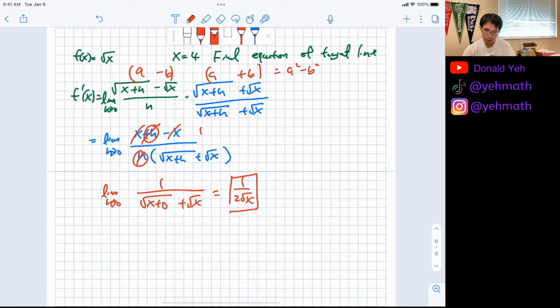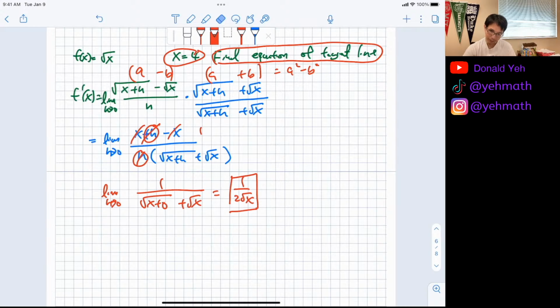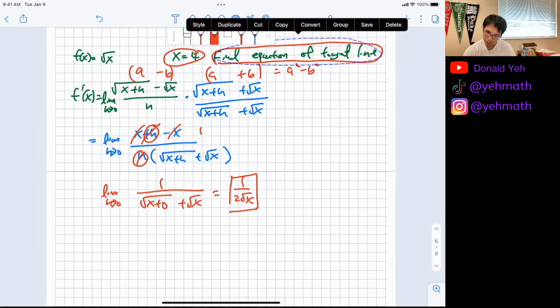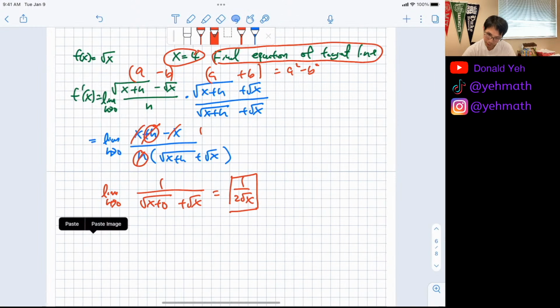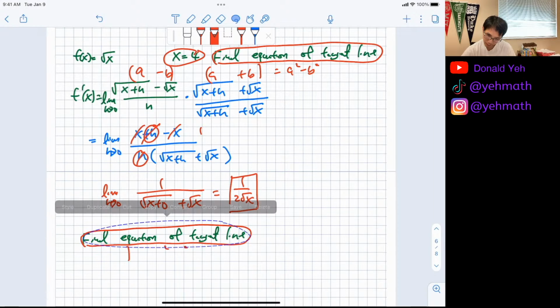Let's talk about the equation of the tangent line. What is the equation of the tangent line at x equals 4? Well, if x equals 4, it should have a y value, right? So let's just say find the equation of the tangent line here at x equals 4, copy and paste.